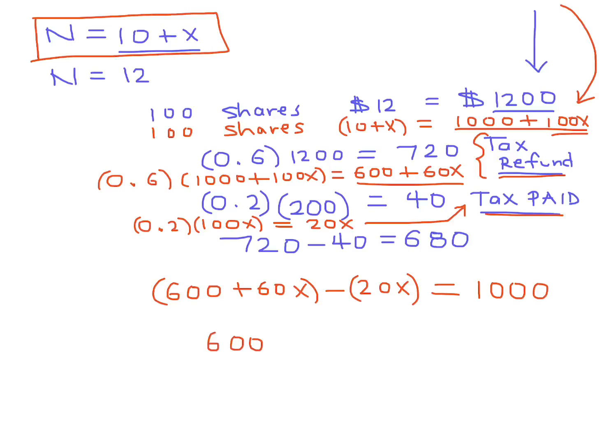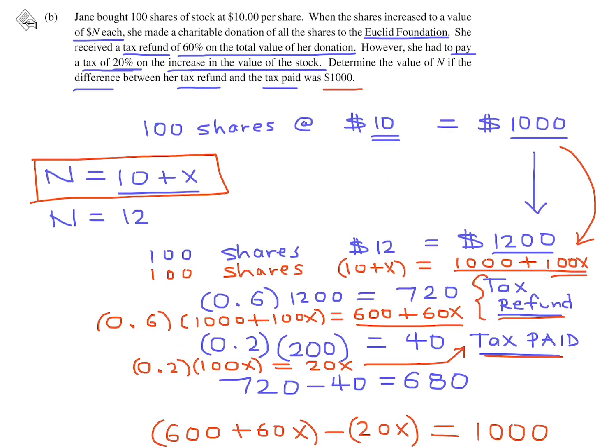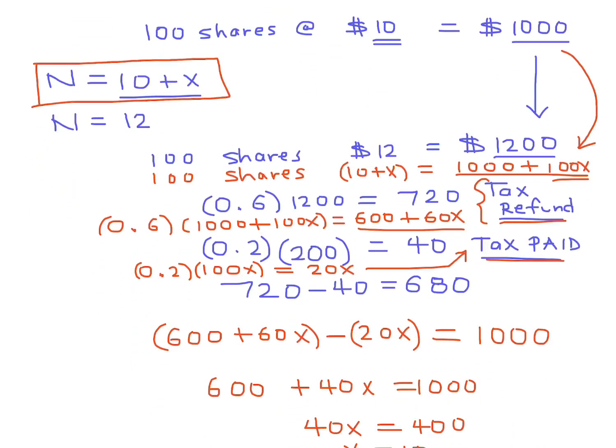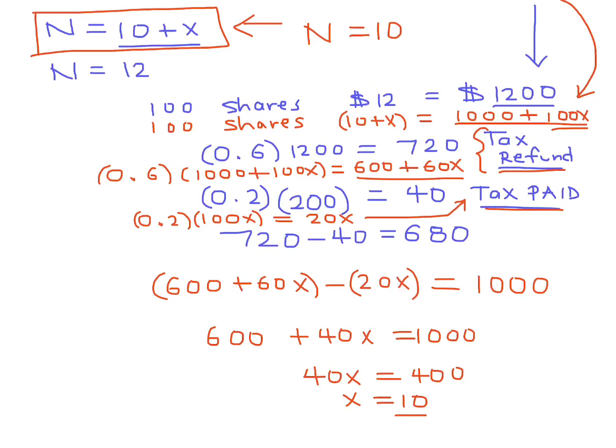So we got 600 plus 40X is equal to 1,000. And therefore 40X is equal to 400, and therefore X is equal to 10. Now, what is the question asking us? Determine the value of N. All right? Well, N is equal to 10 plus X. So N is equal to 10. Our value for X is 10. So 10 plus X is 10 plus 10, which is 20. So N is equal to 20. That is the correct answer to this question.